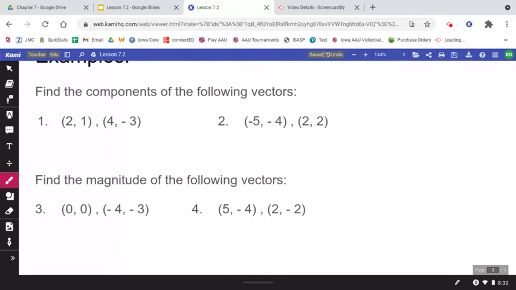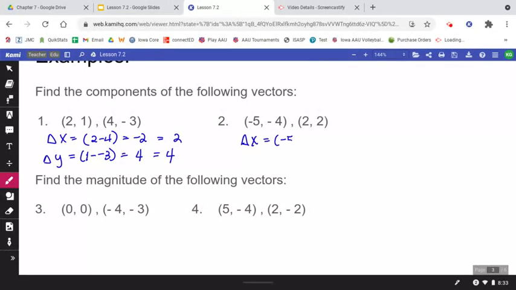In this one, we're going to find the components of the following vectors. The change in x is 2 minus 4, which is negative 2, but we want to make it a positive. And then the change in y's is 1 minus negative 3, which is 4, which is already a positive. The change in x's here is negative 5 minus 2, which is negative 7, make it a positive. And negative 4 minus 2, which is negative 6, make it a positive.